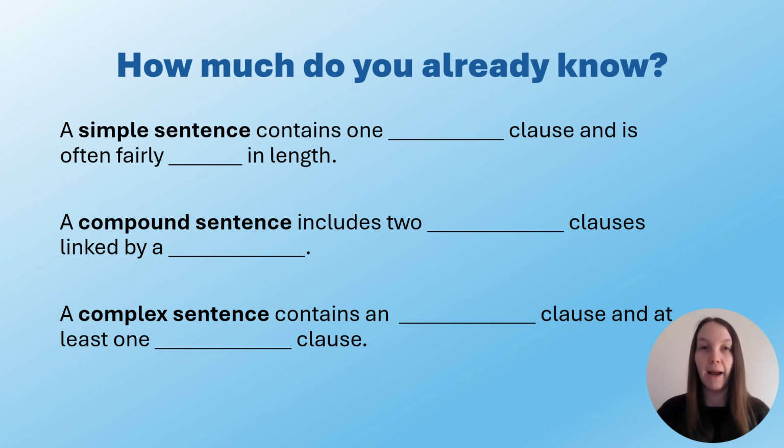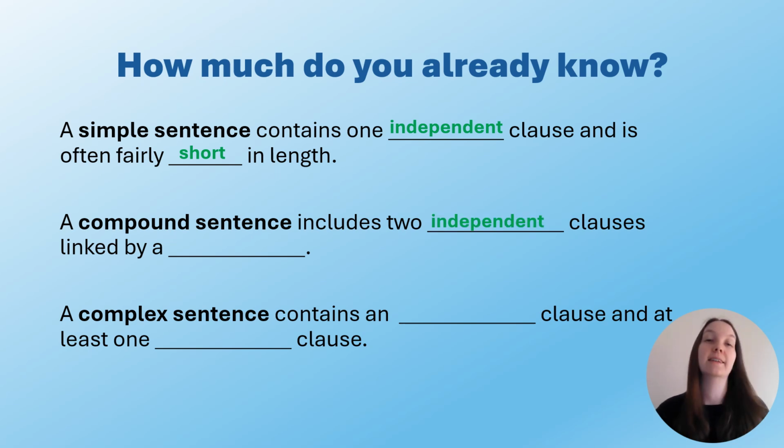Okay, right, I'm going to go through this. The first one, a simple sentence contains one independent clause and is often fairly short in length. Hopefully that makes sense. So a simple sentence like I went to the shop, it's independent, it makes sense on its own, and it's also fairly short in length. If you want to get this down, please do. Make some notes now.